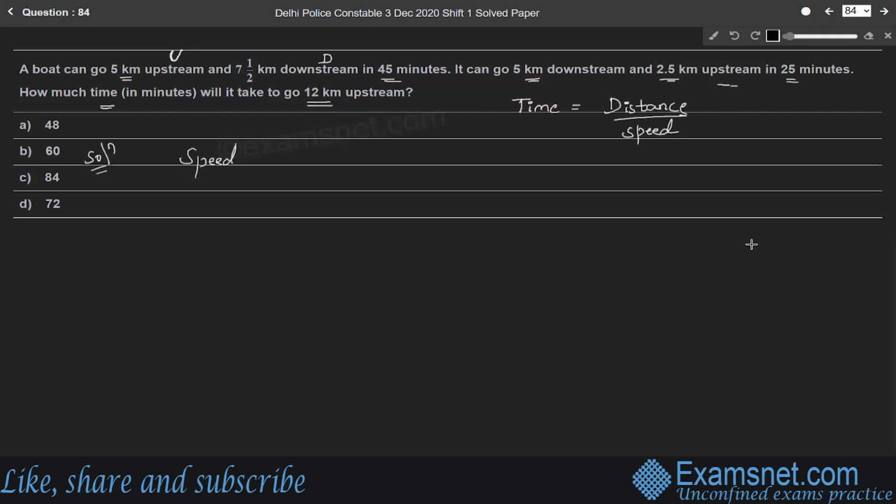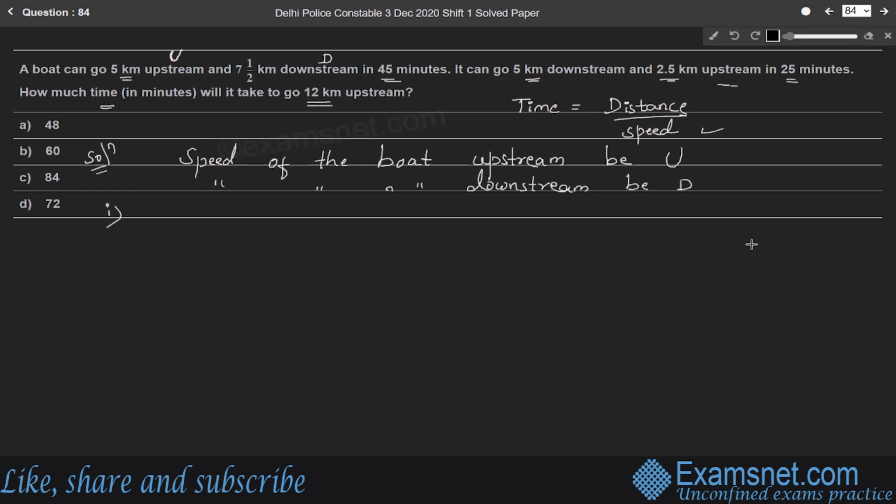In order to calculate the time, we need speed, right? Therefore, let the speed of the boat upstream be u, and the speed of the boat downstream be d. So let us start with the first part.